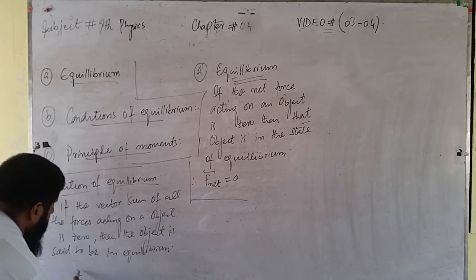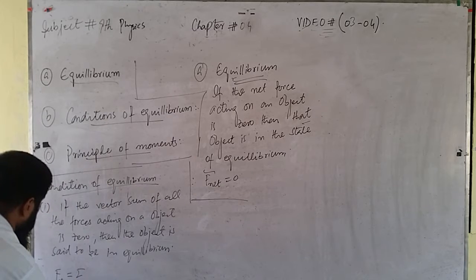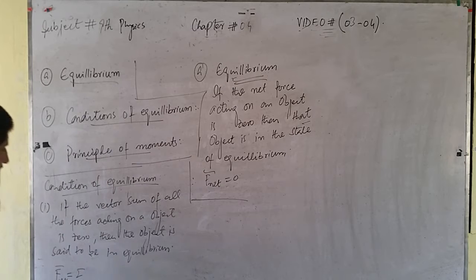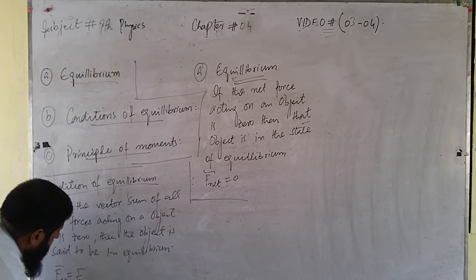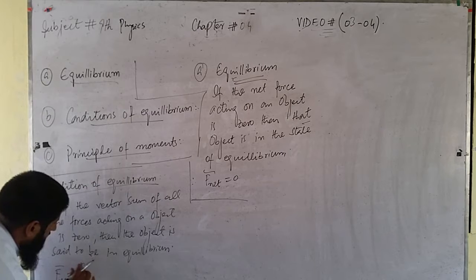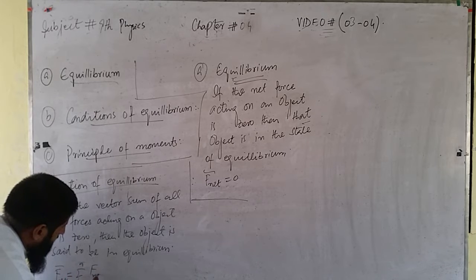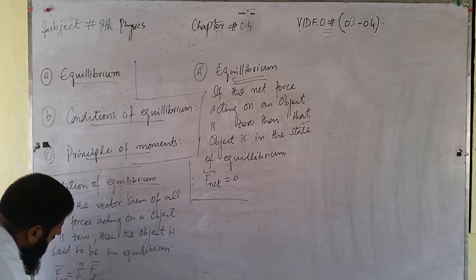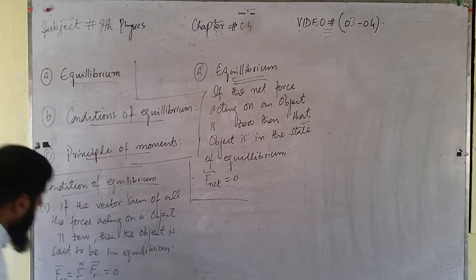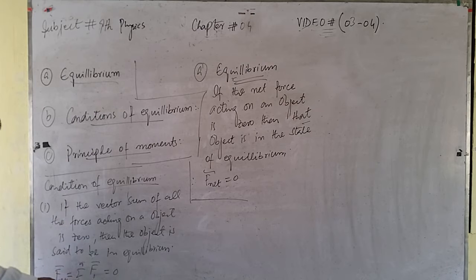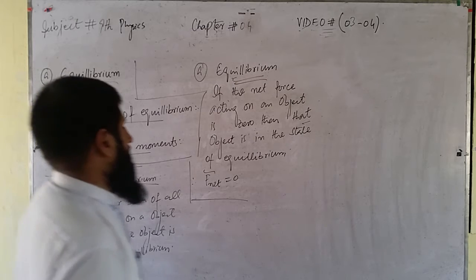Mathematically we can write it as: the sum of Fi, where i runs from 1 up to n, equals 0. If the sum of all the forces acting on an object equals 0, then the object is said to be in the state of equilibrium. It is the first condition of equilibrium.